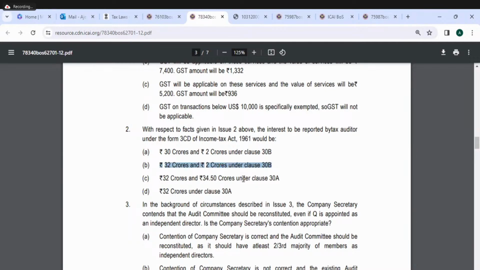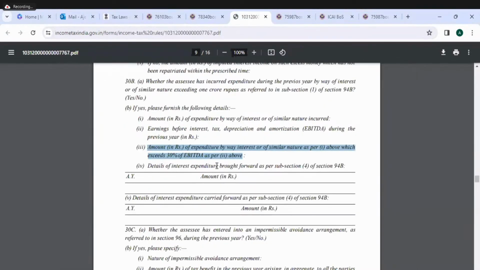I hope, students, section 94B is very much clear to you, and the reporting requirement is also clear to you in Form 3CD in relation to 94B.